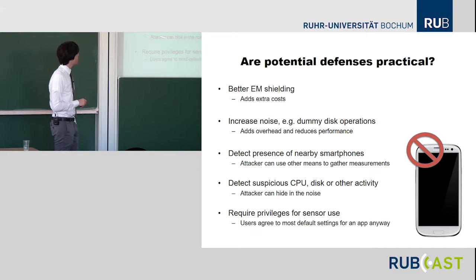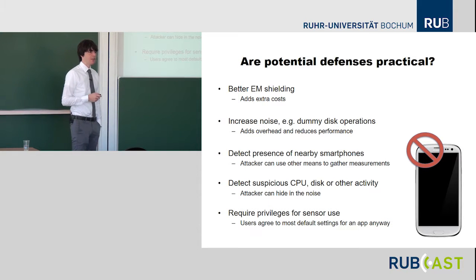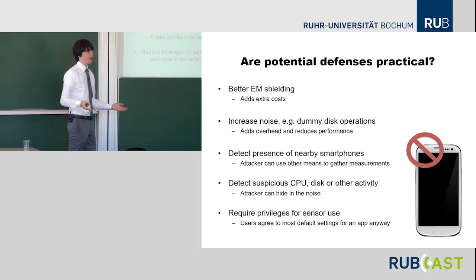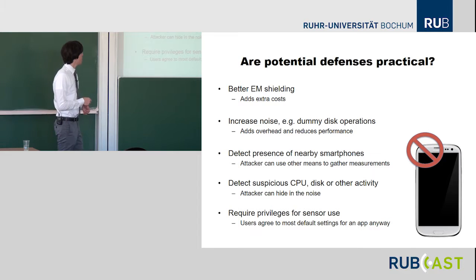You could try to detect suspicious CPU or disk activity. Machine learning is very popular now. This might be something useful, but again, if the attacker is only trying to leak out a secret key, they can basically try to stay underneath the noise and do it very infrequently, so you might not even detect it.